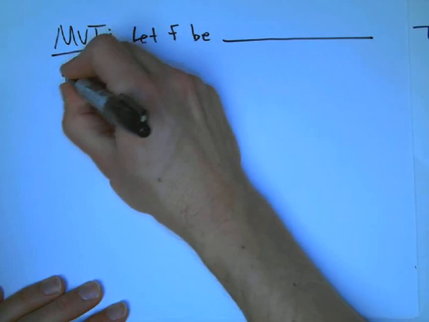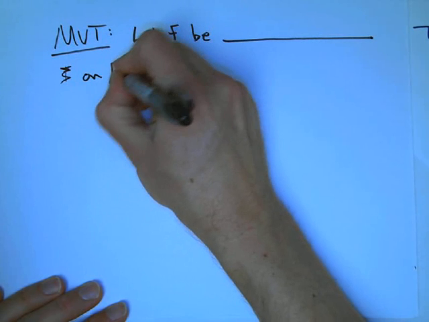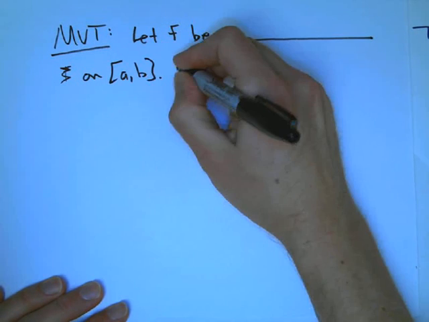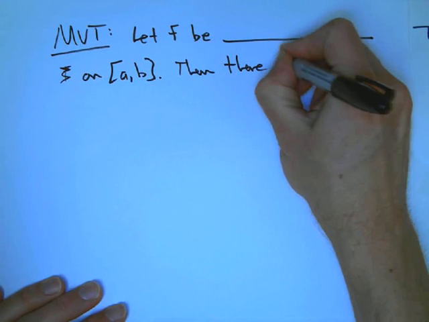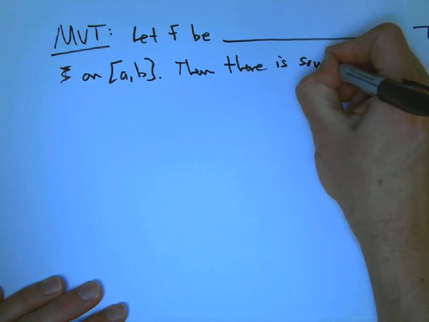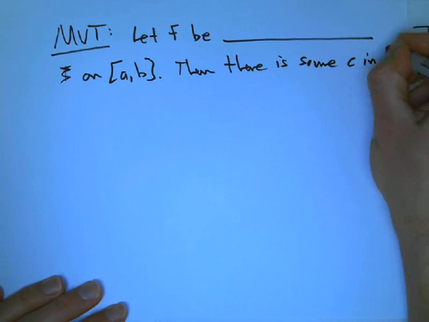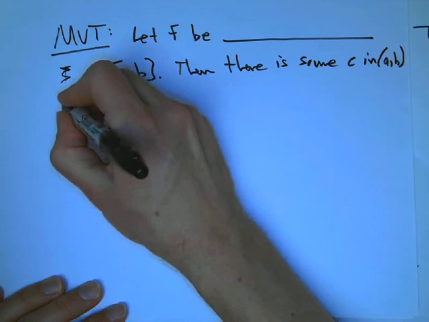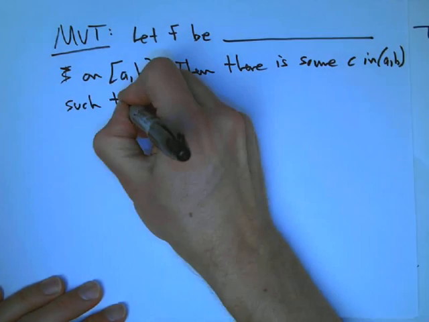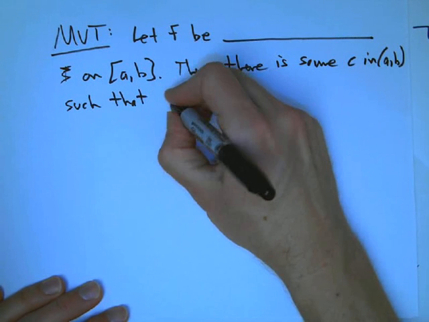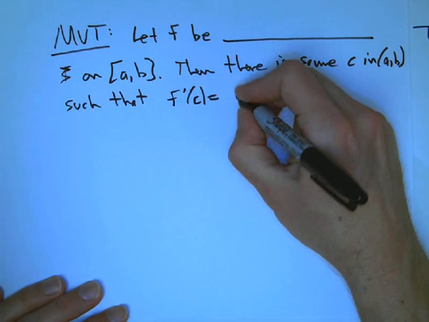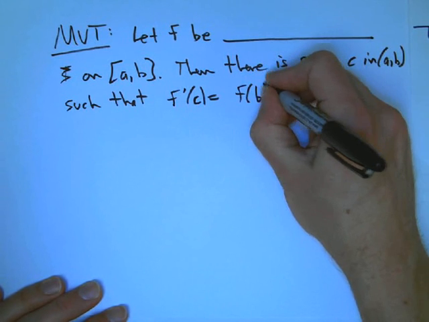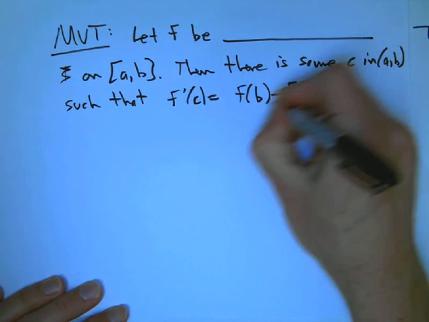Let's see, blank on the interval AB. Then there is some c in AB such that f prime of c equals... and now this is like Rolle's theorem, but this is the part that's a little more complicated.